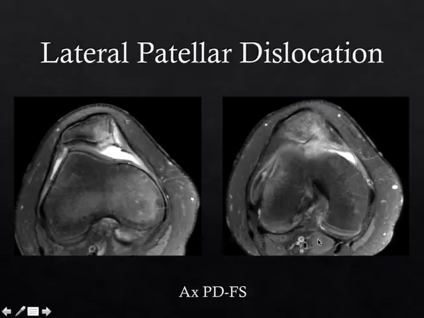This is that same patient who had that prior radiograph. So we see, again, the osteochondral fracture at the medial aspect of the patella and the fragment in the lateral aspect of the joint space.